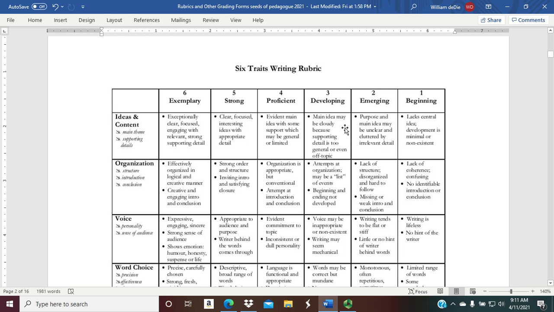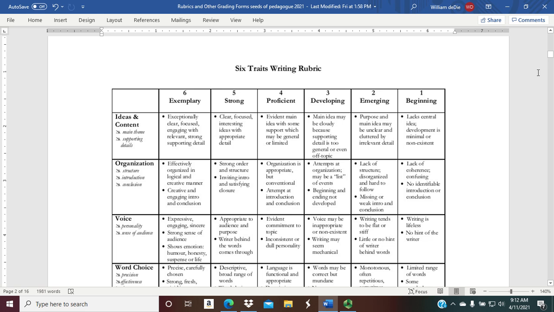At the developing level, the main idea may be cloudy because supporting detail is too general or even off topic. At 4, there is an evident main idea with some support which may be general or limited. At level 5, there's a clear, focused, interesting idea with appropriate detail. And at level 6, there is an exceptionally clear, focused, engaging main idea that is supported with relevant, strong supporting details.